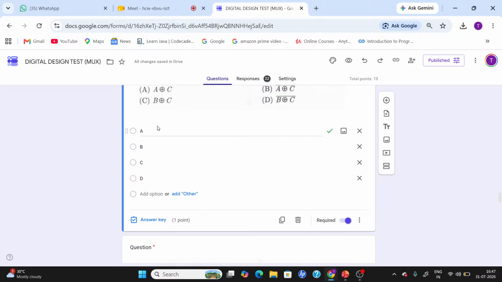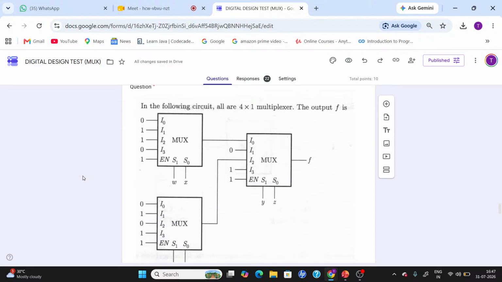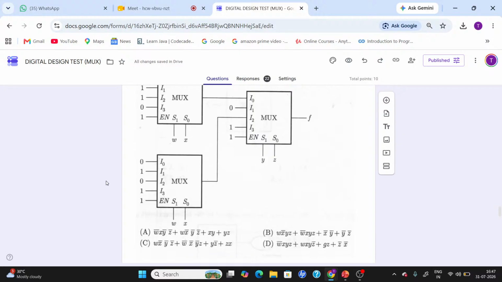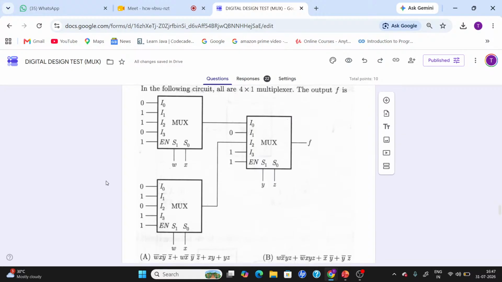Okay. Now we have a kind of circuit which has been given, and we need to find out the output F. This is also the same kind of question. I don't think anything else, we just need to evaluate all the expressions. That's it. Okay. So we need to find out f. First of all, we need to find the equation of the first multiplexer, and the equation of the second multiplexer. Those equations are given to the pins, and we need to evaluate them.